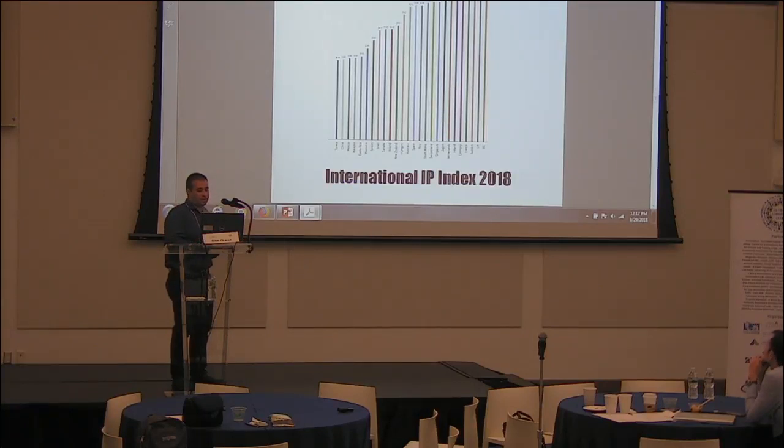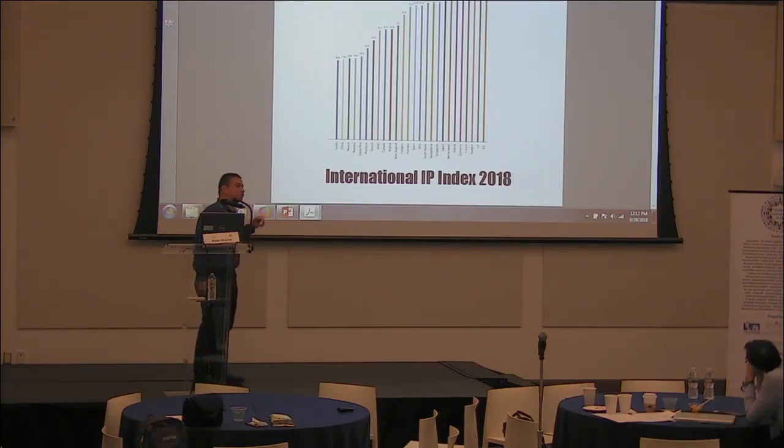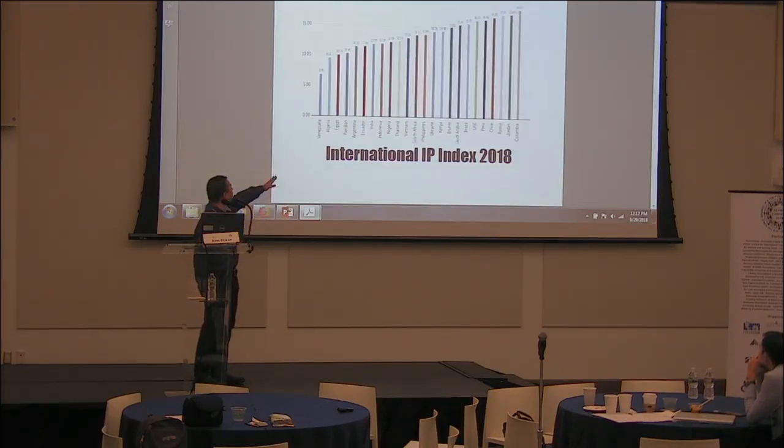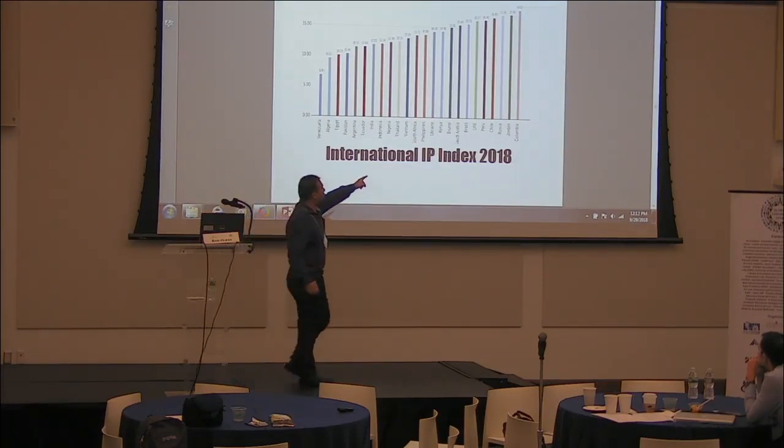This is the International IP Index. It's published by the US Chamber of Commerce, and it lists countries based on their enforcement of laws. If you can see, the US and those countries, US, UK, Sweden, France, so basically it looks at enforcement of intellectual property laws, it looks at the number of treaties you have signed, and so on. And you can see the UAE is here after all of those countries. And this is where it goes. Colombia, Jordan.